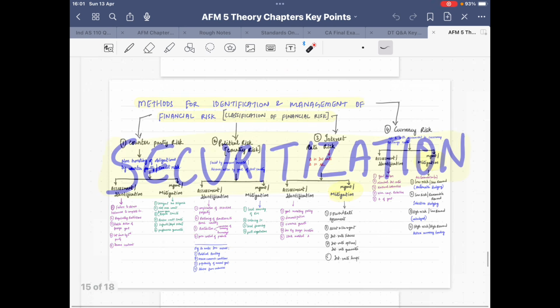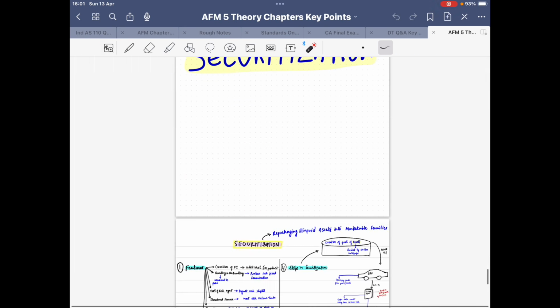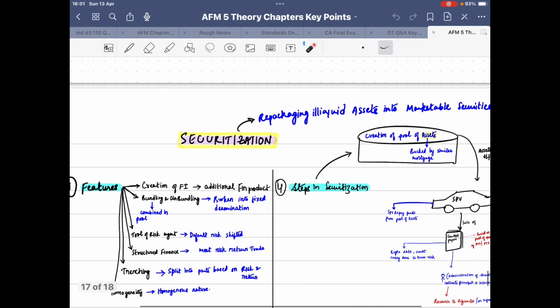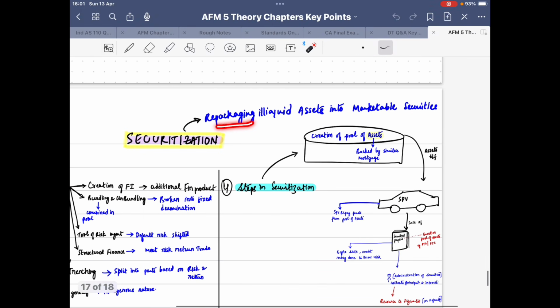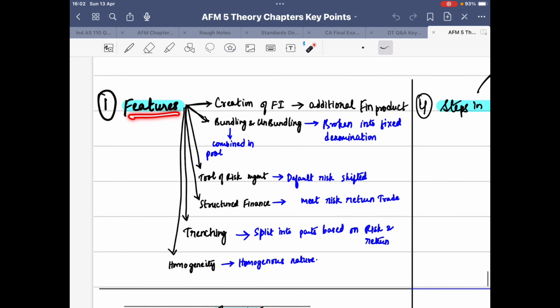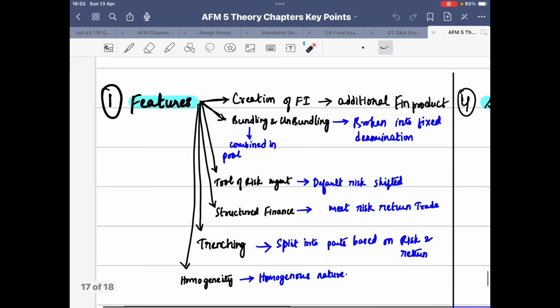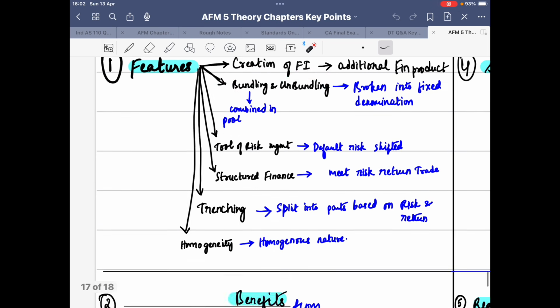End of this chapter. The last topic, securitization. Securitization means repackaging illiquid assets into marketable securities. Features: creation of financial instruments, additional financial product, bundling and unbundling, broken into fixed denomination. Bundling and unbundling: bundling means combined in the pool, unbundling means broken into fixed denomination.